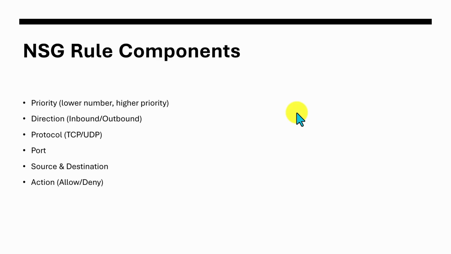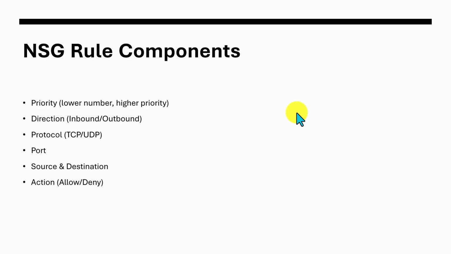Now, you have to specify the direction, of course, when you're creating an NSG rule. So whether it's inbound or outbound, you have to confirm the protocol, TCP or UDP, port number, source and destination, and the action, whether you're allowing or denying.